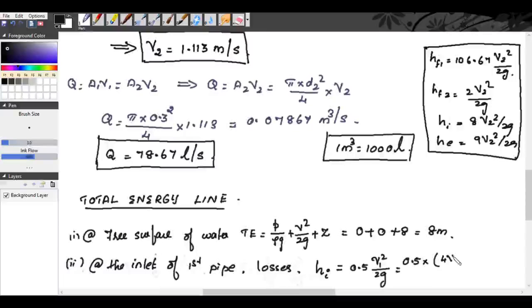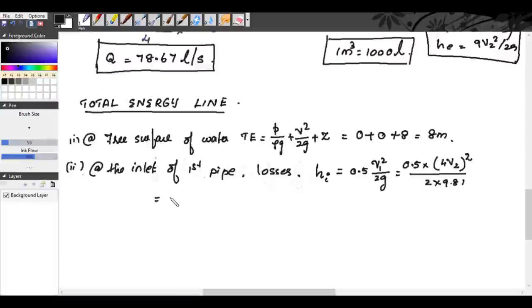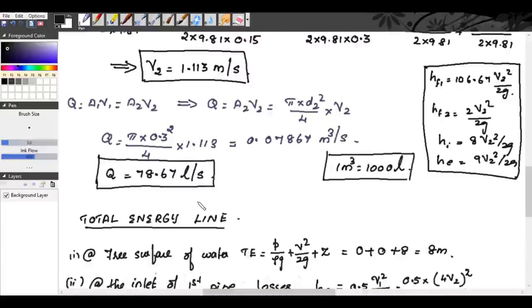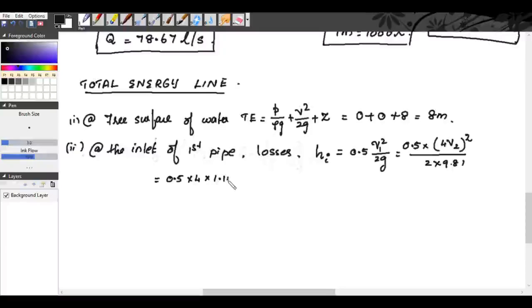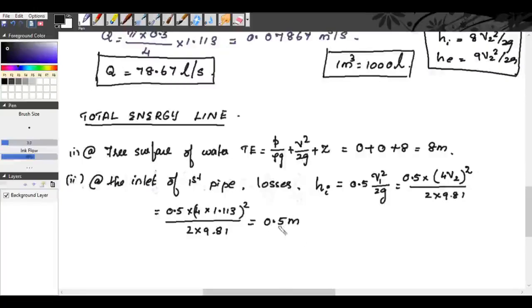So 4 times V2 the whole square by 2 into 9.81. So what we get is 0.5 into 4 times V2. The value for V2 is 1.113. So 1.113 the whole square by 2 into 9.81, we get 0.5 meter. So when we are drawing the total energy line, remember this loss is 0.5 meter.